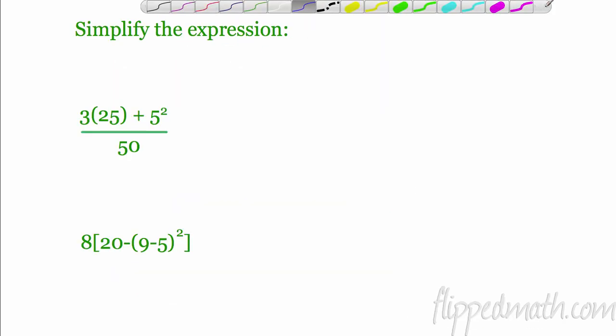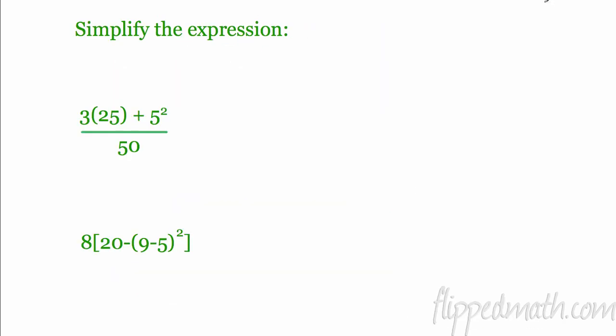Let's try a few here. We're going to simplify these. So I'm going to write GEMDAS. I have multiplying right here. I have a power, don't I? That's exponent. I have division. That's a fraction bar. But it also is grouping. It groups the top. So I have to start with the grouping. So I have to start on the top. What do I have on the top? I have multiply or exponent. We'll have to do the exponent first.